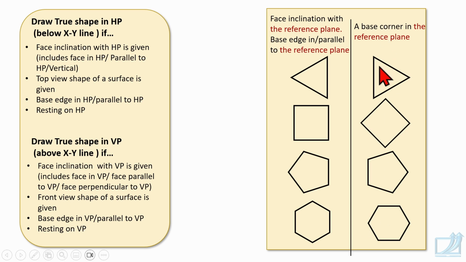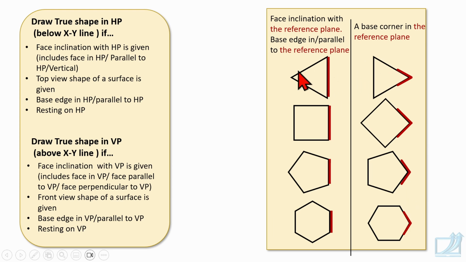But what is the speciality of these two columns? Try to understand. In this column, for all these shapes, on the right side I have drawn an edge vertically. So this equilateral triangle has one edge vertical on the right side. This square has one edge vertical on the right side. Similarly, this pentagon and hexagon. And here it has a corner placed symmetrically on the right side. Check here.